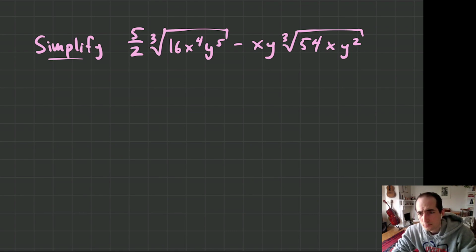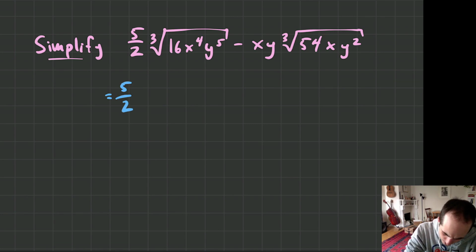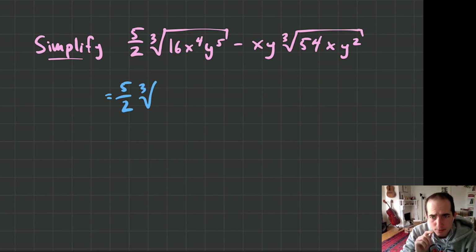Okay, cool. So let's start to split this up, and what we'll try to do is split this up into a perfect cube and leave everything else and then see what's left over. So I'm going to say that this is 5 halves times the cube root of, well, let's see what the biggest cube that we can pull out of this is. Well, I'm going to say that this is 8, right?